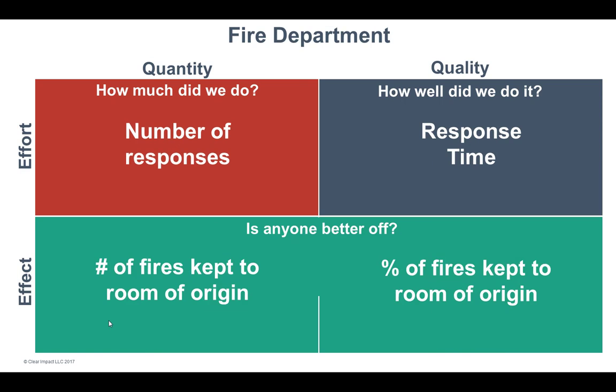Here we see an example of performance measures for a fire department. The how much did we do? Number of responses. The quality, what's our response time? How well did we do it? Is anyone better off? Our quantity effect would be the number of fires kept to room of origin. Our quality effect, the percent of fires kept to room of origin.